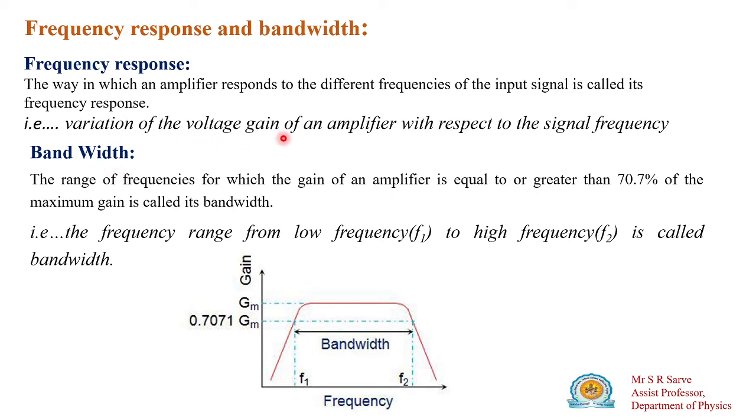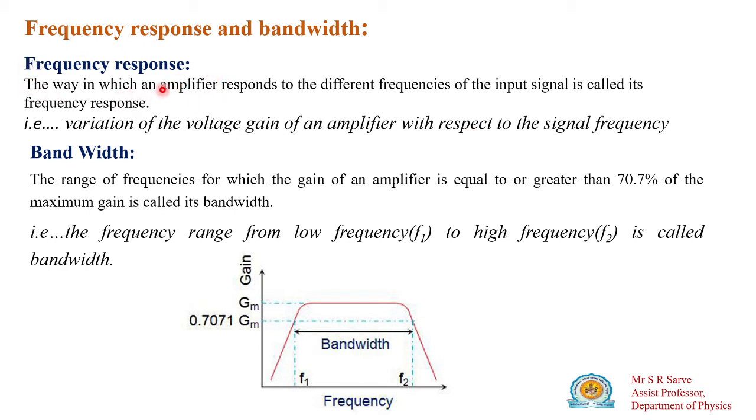Suppose you take a frequency of 100 hertz and observe the input and output voltage. If you change the frequency to 1 kilohertz, then you measure the input voltage and the output voltage again. That is known as the frequency response. At different frequencies, what is the variation in the output with respect to the input voltage? That variation of the voltage gain of the amplifier with respect to frequency is known as its frequency response.